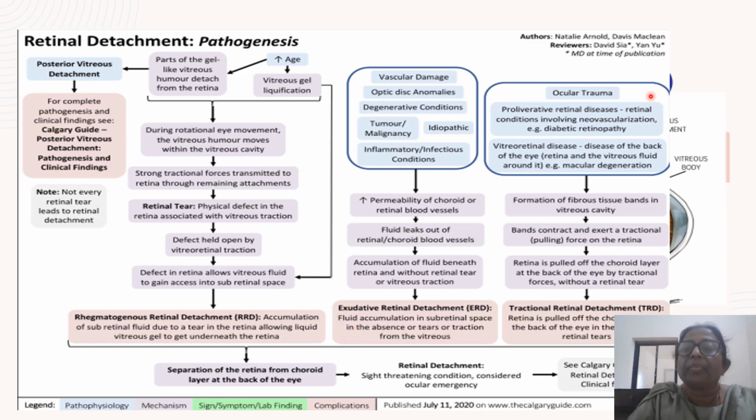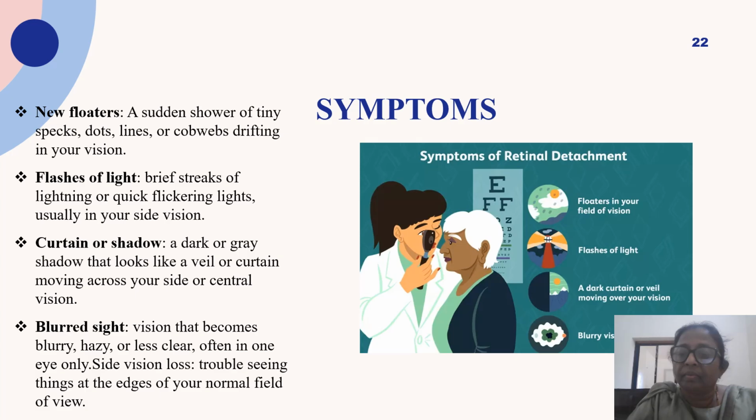Then, in the case of tractional retinal detachment, ocular trauma or proliferative retinal diseases, diabetic retinopathy, and vitreoretinal diseases due to disease of the back of the retina or vitreous fluid around macular degeneration lead to formation of fibrous tissue bands in the vitreous cavity. Bands contract and exert a tractional force on the retina. The retina is pulled off from the choroid layer at the back of the eye by tractional forces without a retinal tear, and this leads to tractional retinal detachment. So, the retina is pulled off.